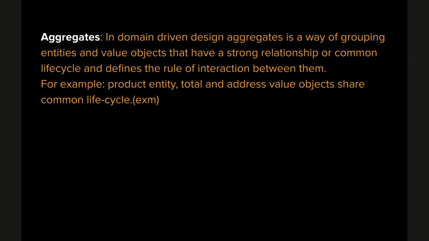So in aggregates, we look at the entities and the value objects we've created. Which ones are related? Which ones will have to interact with each other? For instance, our product entity, we identified product, order, total, and address value object. They share a common life cycle, right? For example, when users add a new product, we have to update the total. So they are interacting with each other.